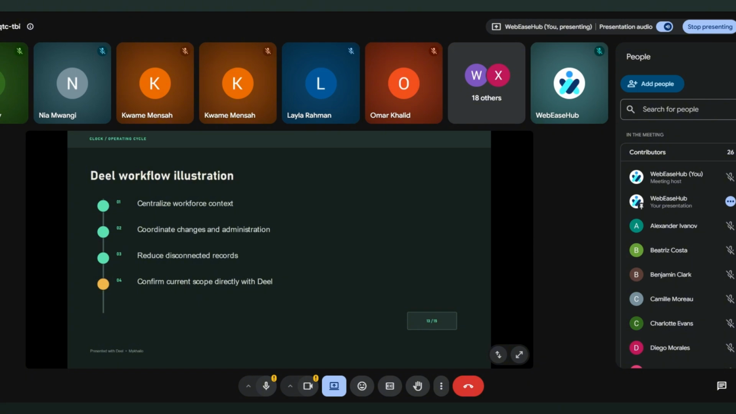Let's make this even more practical. Imagine BrightPath Labs is considering how a platform such as Deal could fit into its global workforce operations. The team should not ask only, can the platform handle our current request? It should ask, what operating discipline do we need around the request so that it is handled consistently?